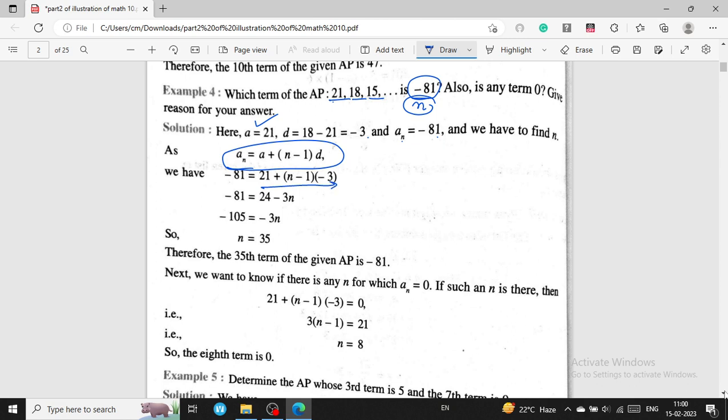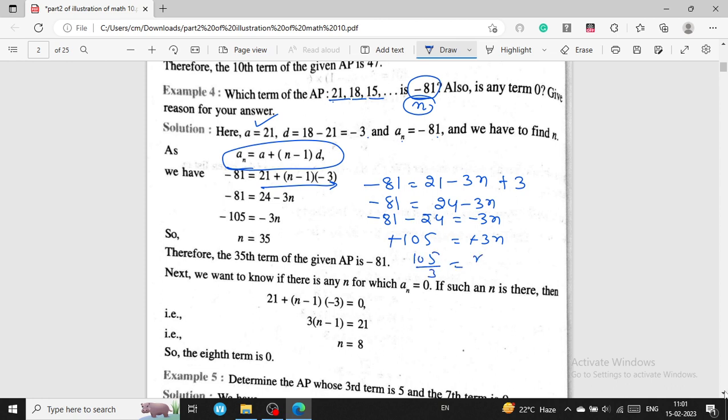Here we have to solve this statement: minus 81 is equal to 21 plus (n minus 1)(minus 3), which gives 21 plus 3 minus 3n. So 81 is equal to 21 plus 3, 24 minus 3n. Minus 81 minus 24 is equal to minus 3n, so minus 105 is equal to minus 3n. Minus cancels minus, 105 divided by 3 is equal to 35. Now you can say that the 35th term will be minus 81.